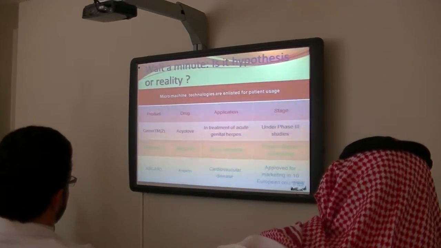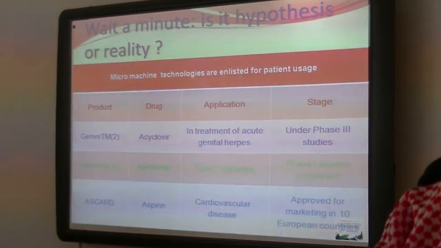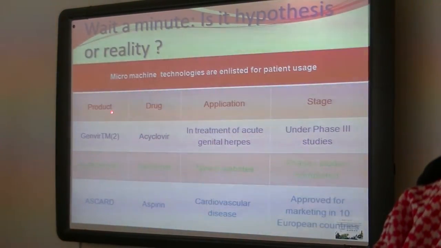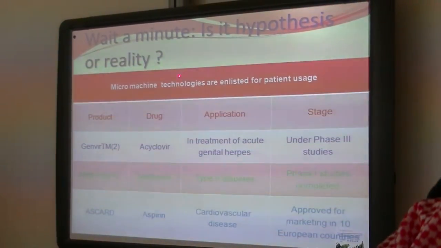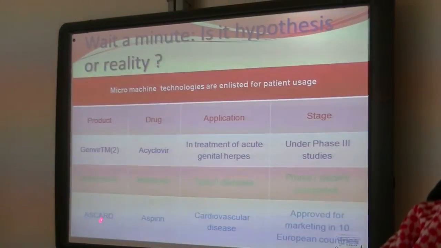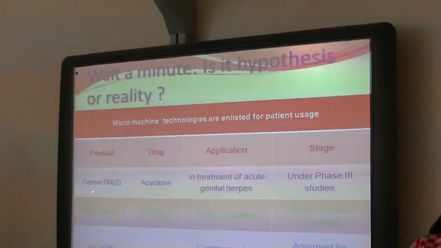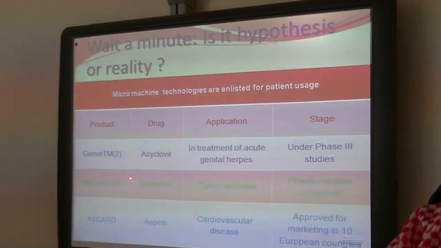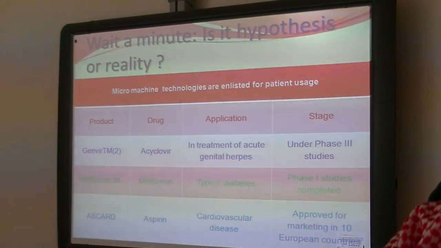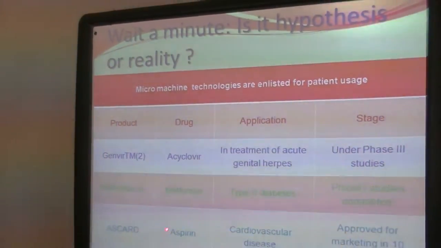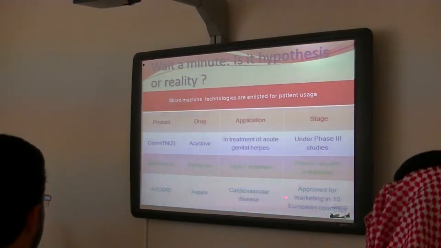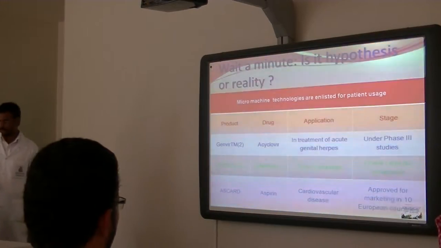Now whatever we have discussed, is it a hypothesis, or is there some reality in that one? Yes, there is a reality. There are various companies who are working to make these microchips a reality. Some of them are written here. The first one is Geneva TM. This is the product name. The drug therapeutic is aciclovir, and it is under phase 3 studies. Now here is an already marketed one, Cargate, which has aspirin for cardiovascular diseases, and this is approved for marketing in 10 European countries.